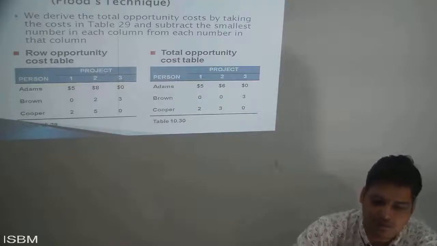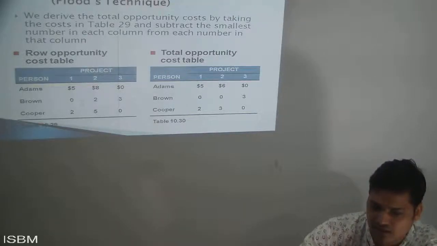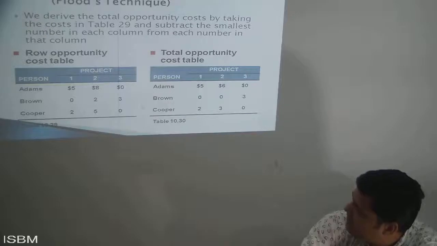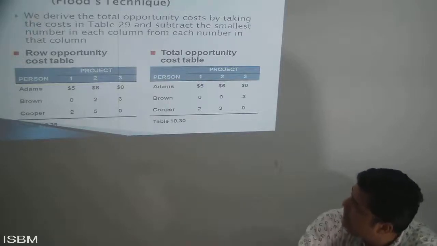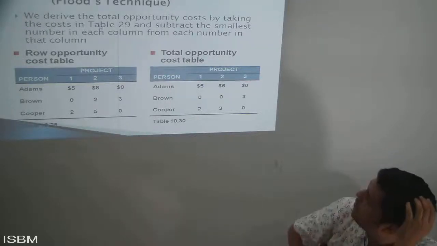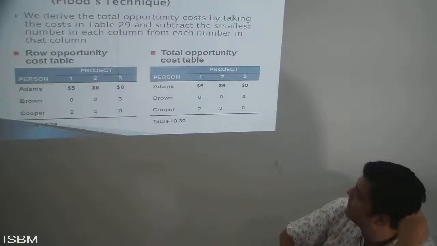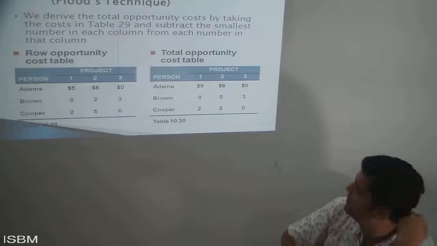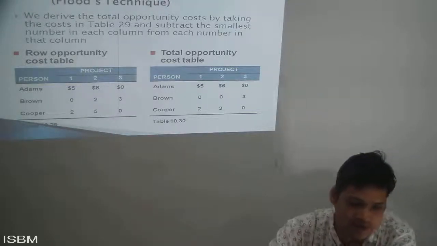Now you can see that this is the same as what we have seen over here. So we derive the total opportunity cost by taking the cost table and subtracting the smallest number of each column. Now again, what they have done.